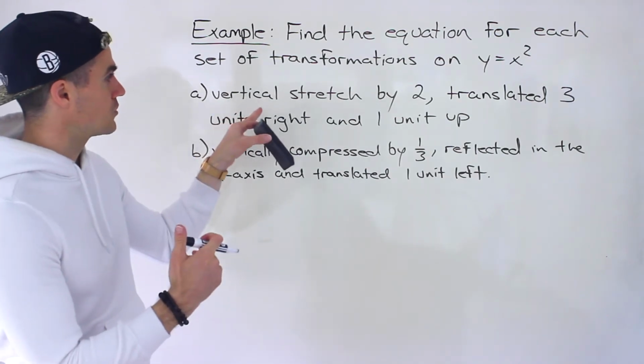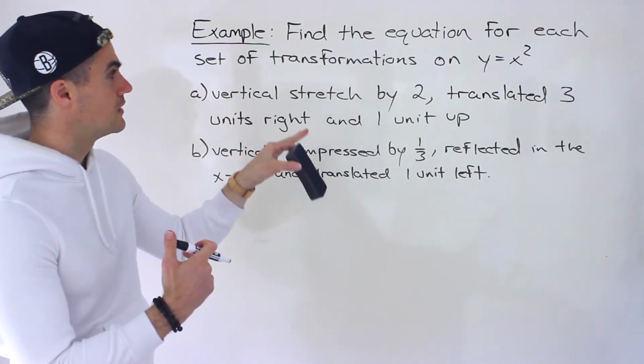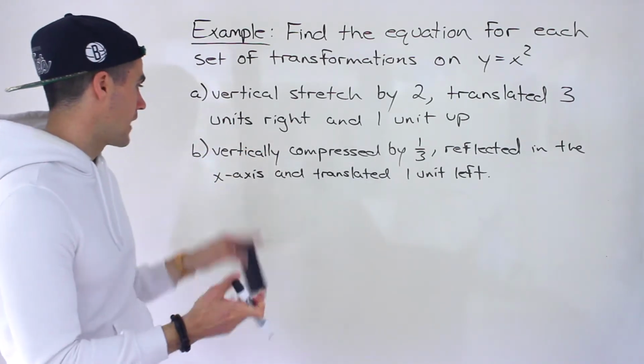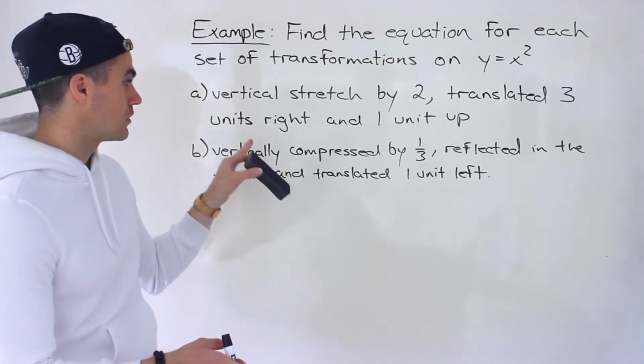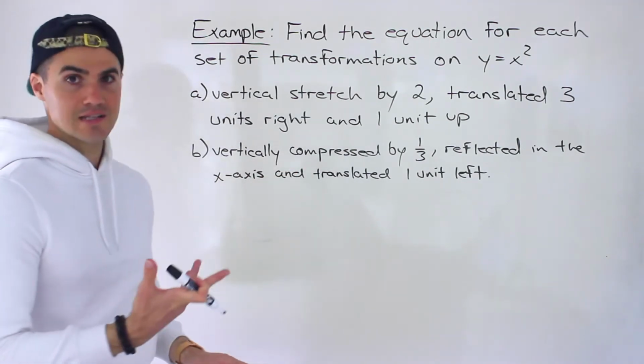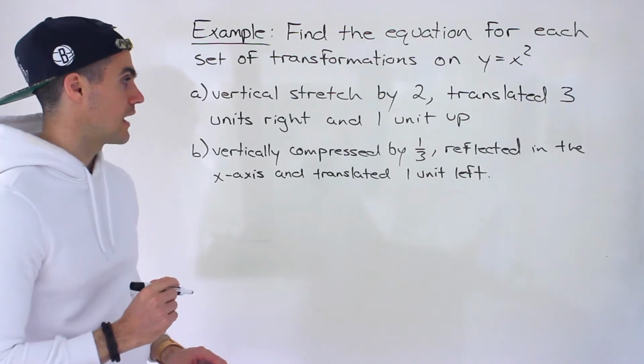In part A, we're told there's a vertical stretch by 2, and then x squared is translated 3 units to the right and then 1 unit up. And then in part B, there's a vertical compression by 1/3. It's reflected in the x-axis and translated 1 unit to the left.